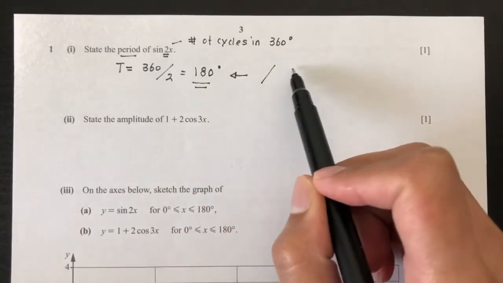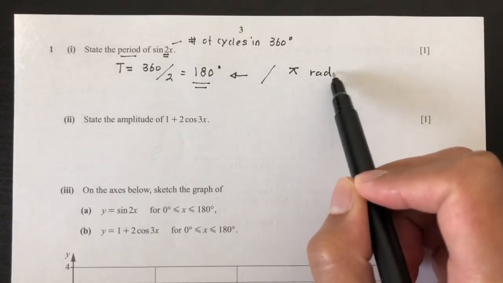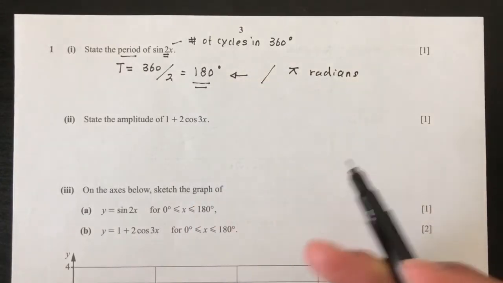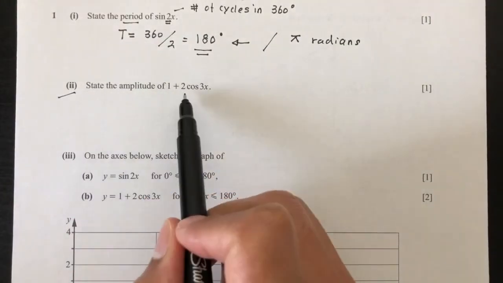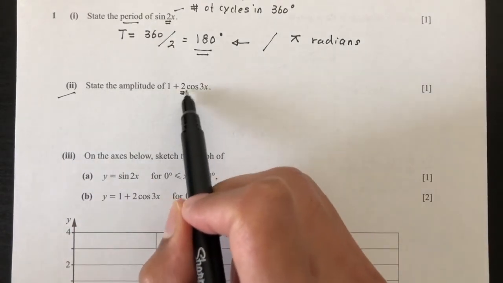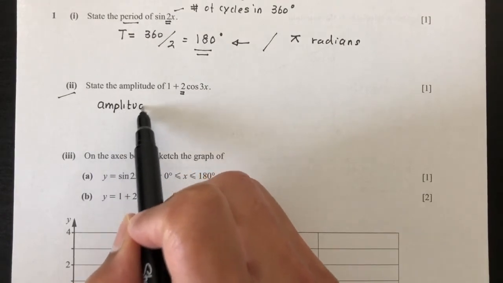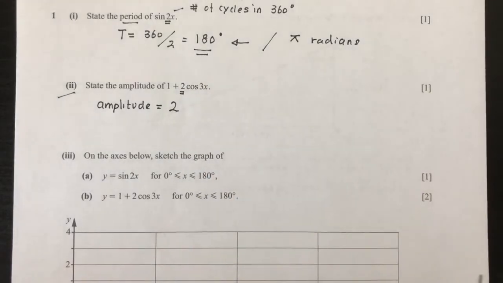Or if you want to write pi, you have to write pi radians for the period. If you want to write that, up to you. 180 degrees or pi radians. Now for part 2, state the amplitude of this. So amplitude will be the number just before the function, which is 2. So amplitude is equal to 2. Okay, that is part 1 and part 2.